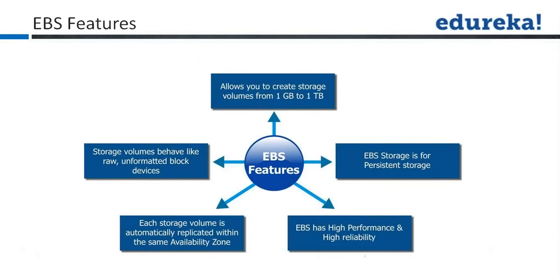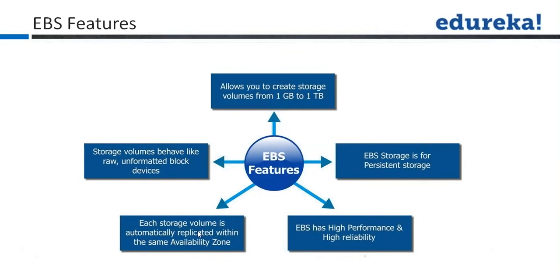Now EBS allows you to create a volume from 1 GB to 1 TB. This is mainly for persistent storage. So EBS would have high performance and high reliability. Each storage volume is automatically replicated within the same availability zone.